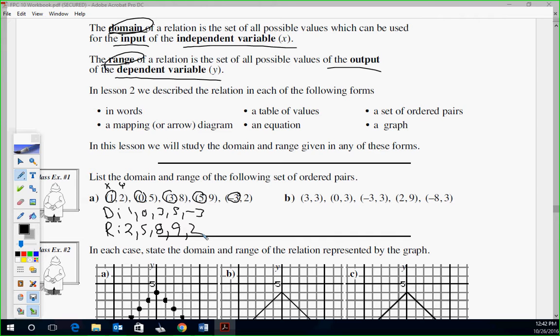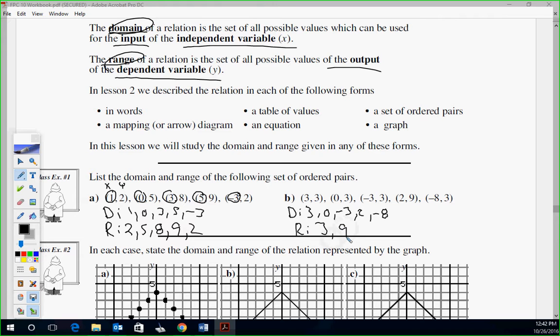Okay, so what's the domain for part B then? What do you think the domain is, Travis? 3, 0, -3, 3. Okay, good. Perfect. And then Luke, what about the range? 3, 3, 0, 9. Okay, good.